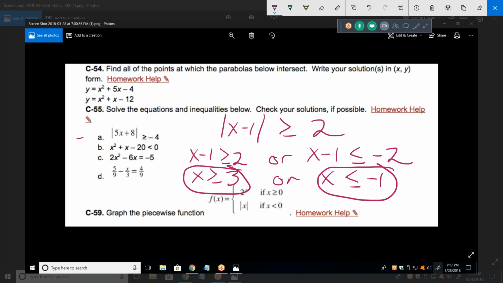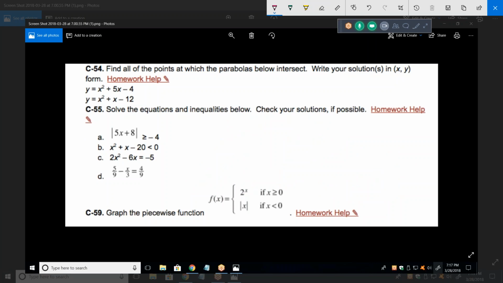Now, we could use the same principle on problem A. There's only one thing to look for, and I've fallen for this before. If I say 5x plus 8 is greater than or equal to -4, that'd be the first part, or 5x plus 8 is less than or equal to +4, I will come up with some solutions. Correct? I'll come up with two different solutions.